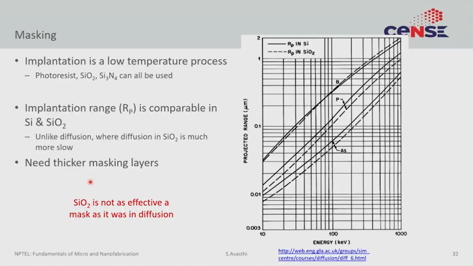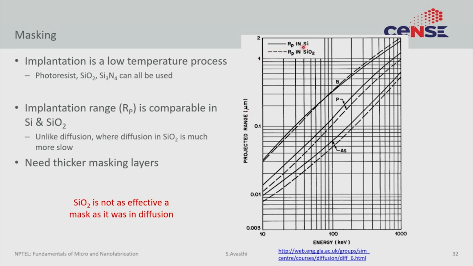During the diffusion process, we discussed how silicon dioxide and silicon nitride are good masking layers. So can we use the same masking layers for implantation too? And the answer is, not very effectively. Unlike diffusion, silicon dioxide and nitride are not very good masking layers for implantation. And the reason is that the projected range, which is how deep the implant will penetrate the film, is not very different between silicon and silicon dioxide.